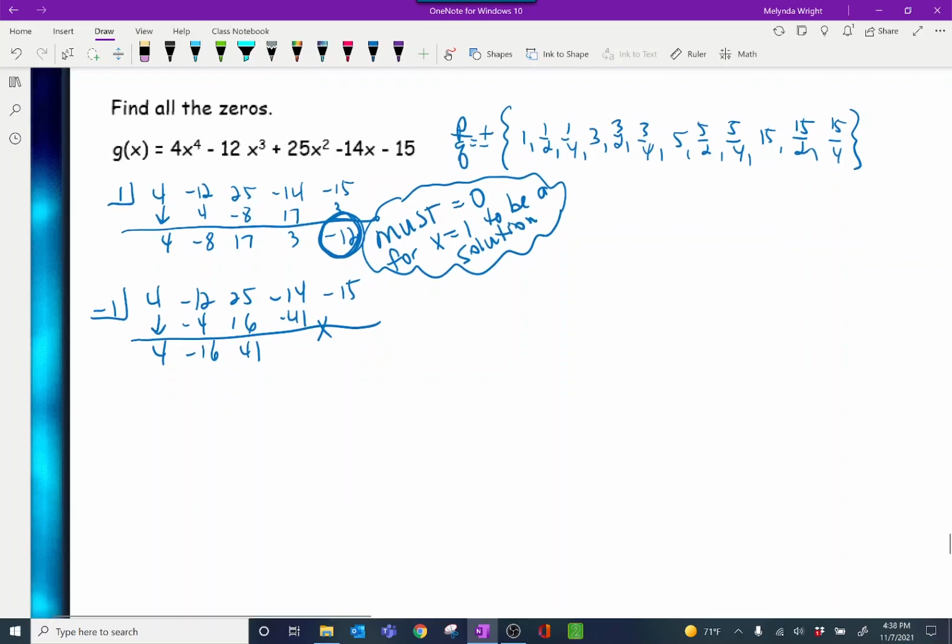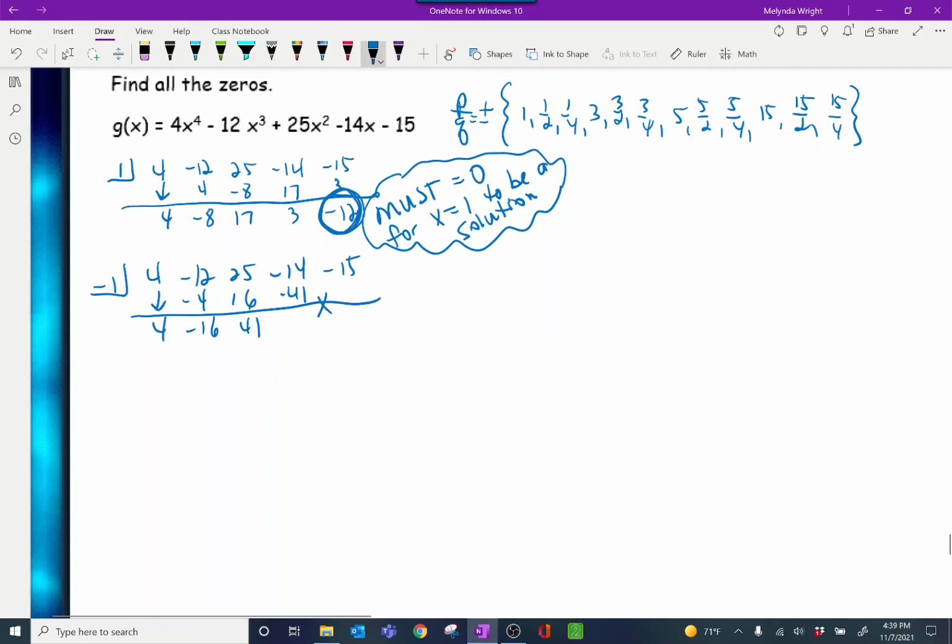All right, so just for fun, let's try negative 1/2. I know we like to try to avoid fractions, but sometimes a fraction is what works. So let's try that out. Let's bring down our 4, negative 12, 25, negative 14, negative 15.